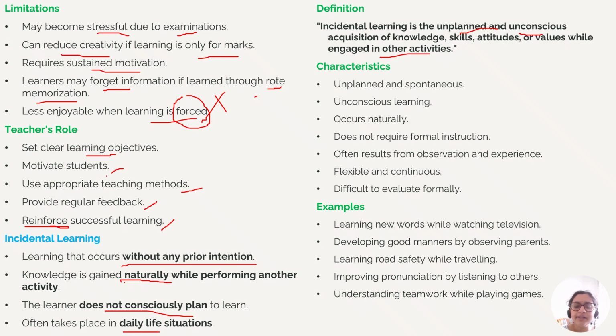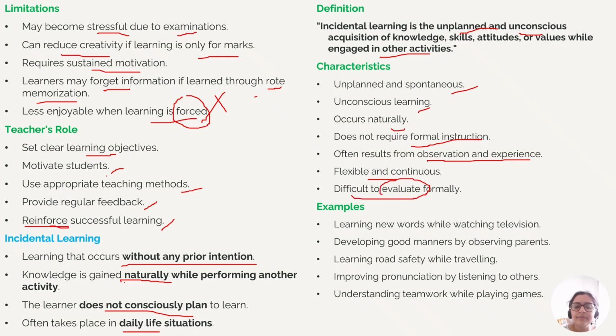It is unplanned. What are its characteristics? It is unplanned and spontaneous. It is unconscious learning. It occurs naturally and does not require formal instruction, and it results from observation and experience. Due to a person's observation and experience, he will acquire incidental knowledge. It is flexible and continuous, and it is very difficult to evaluate.